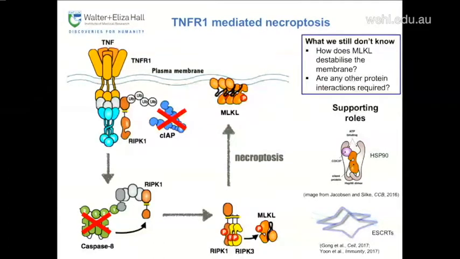So there's still a few things we don't know. We don't know exactly how MLKL destabilises the membrane, and that's something a number of groups are working on. And also whether there are any other essential protein interactions required, particularly during this process from when MLKL is phosphorylated by RIPK3 and when it goes up to the membrane and destabilises it. We're pretty sure there are going to be other things involved in this process, but as yet we're still trying to firm that out.